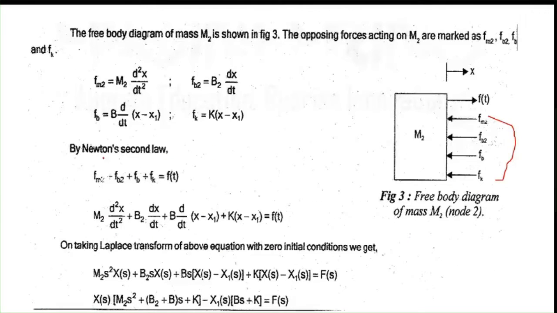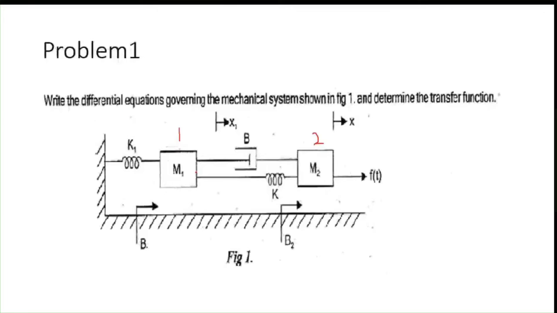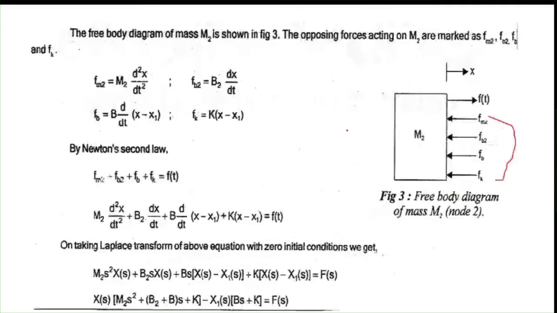So that is b2 into dx by dt, and Fb is b into, that is the dashpot force, due to this dashpot b. On one side it is x and on the other side it is x1. When we consider node 2, the equation should be x minus x1. When we consider node 1, the equation should be x1 minus x. Did you get that point?